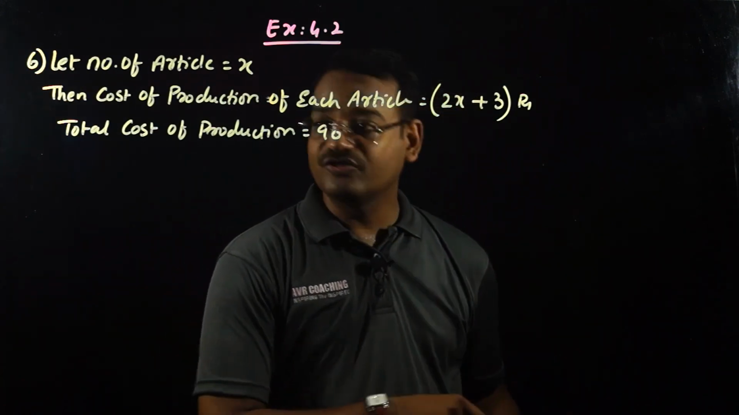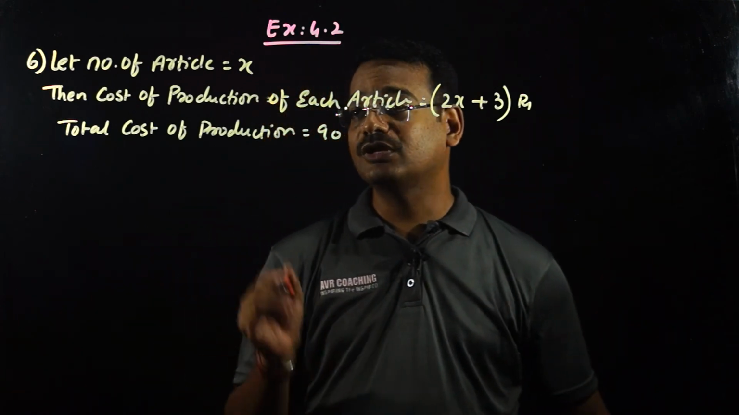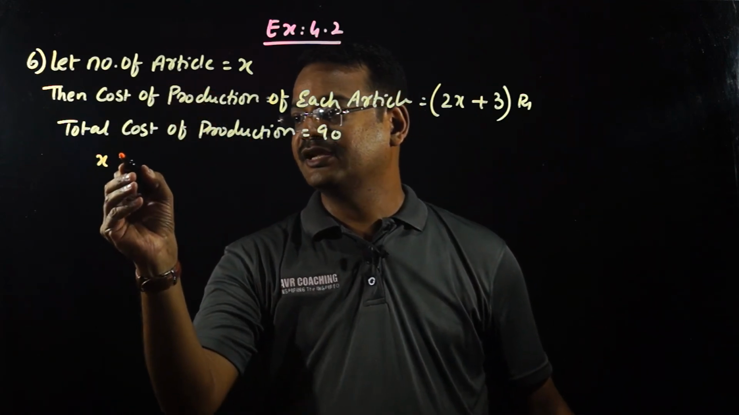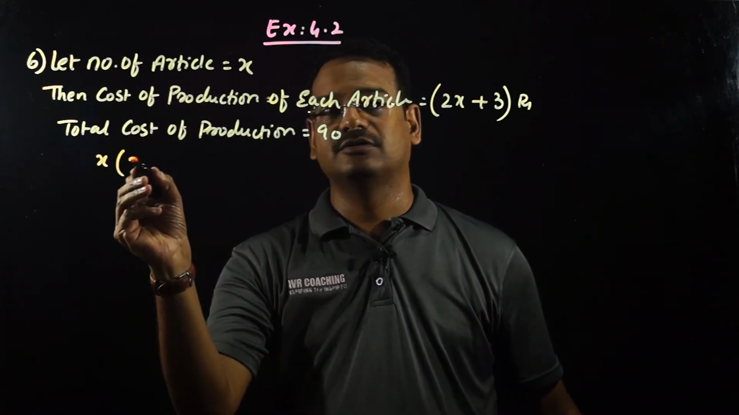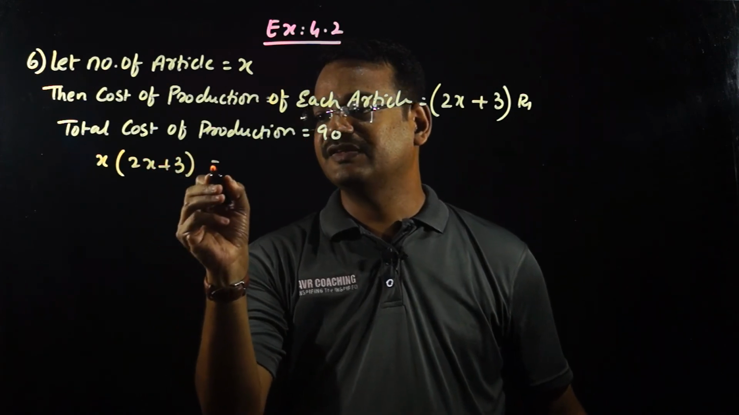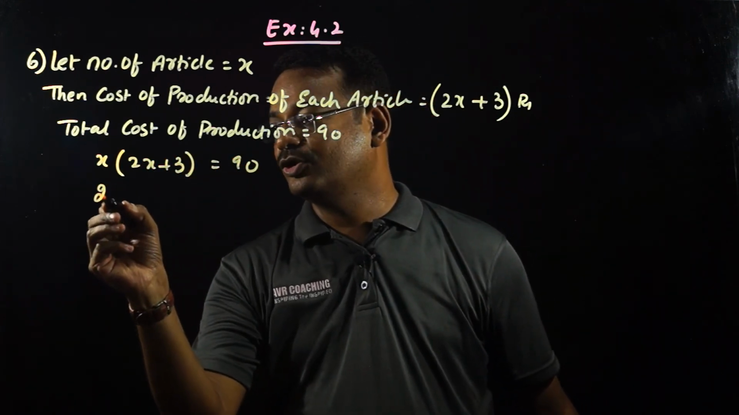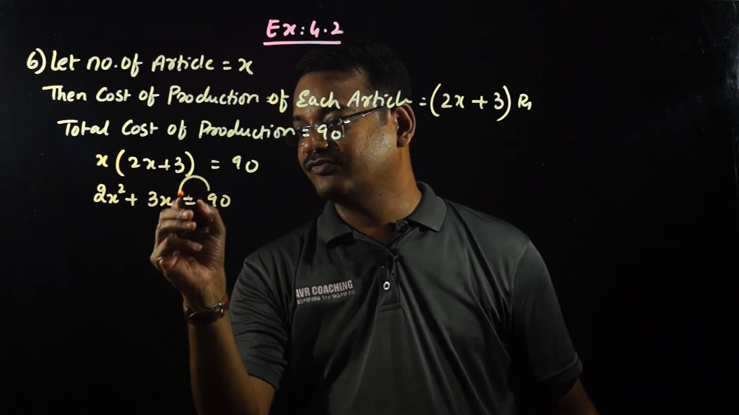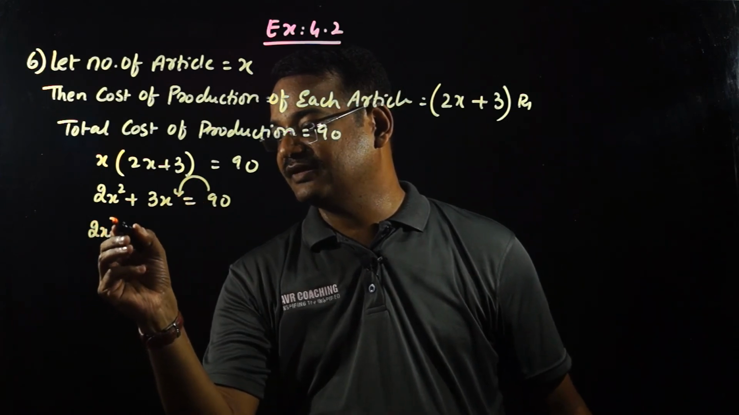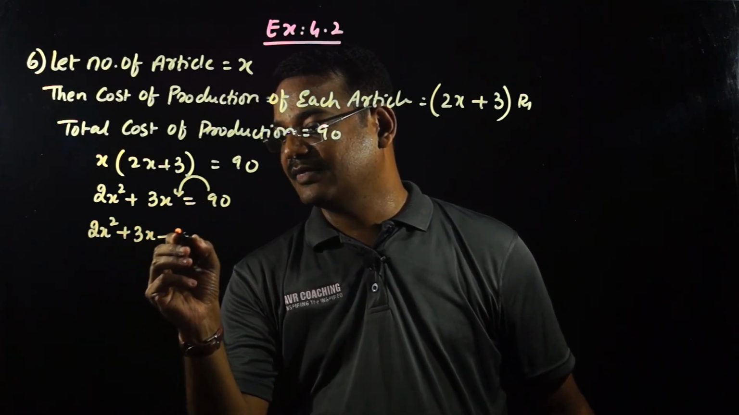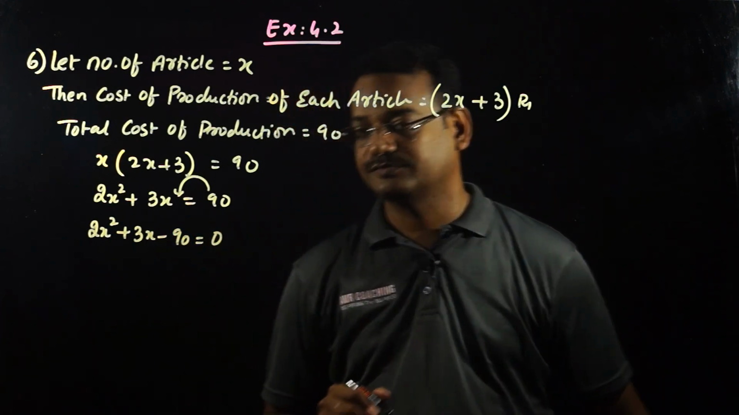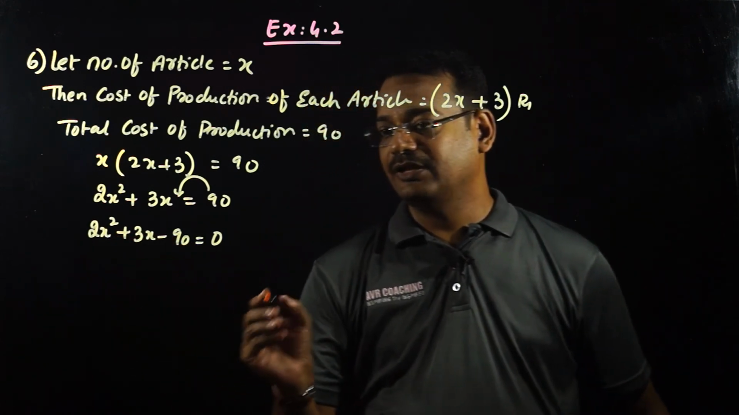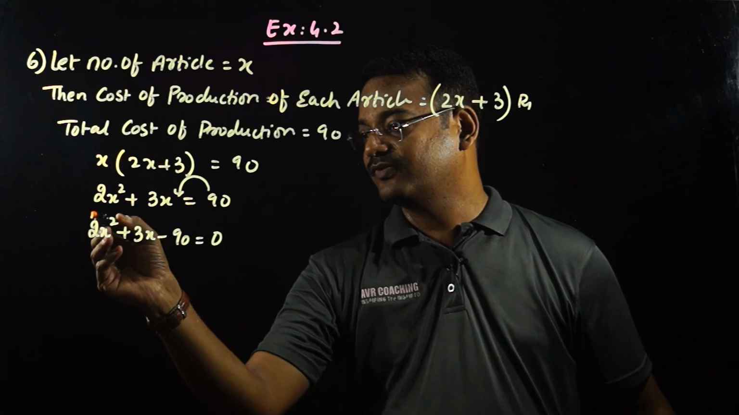So the total cost of production is equal to 90. So the total cost of production will be number of articles into cost of each article, that is x into 2x plus 3, which is equal to 90. This will be 2x square plus 3x is equal to 90. So if 90 comes here, we will write it as 2x square plus 3x minus 90 equal to 0.